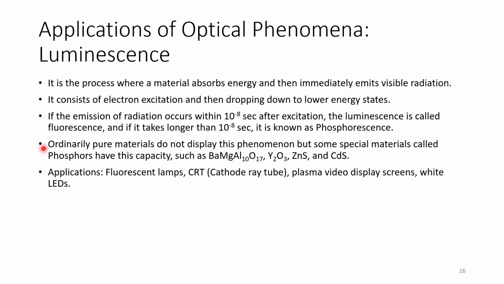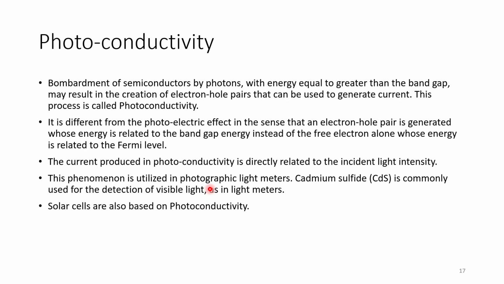Ordinarily, pure materials do not display this phenomenon, but some special materials called phosphors have this capacity, such as BaMgAl10O17, yttria Y2O3, zinc sulfide and cadmium sulfide. Applications are in fluorescent lamps, CRT, cathode ray tube, plasma video display screens and white LEDs.